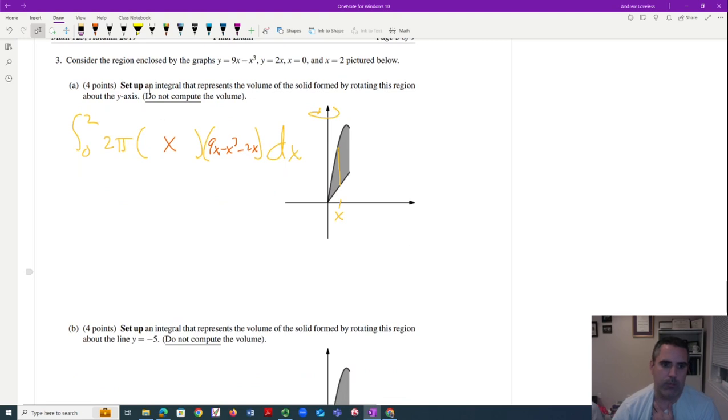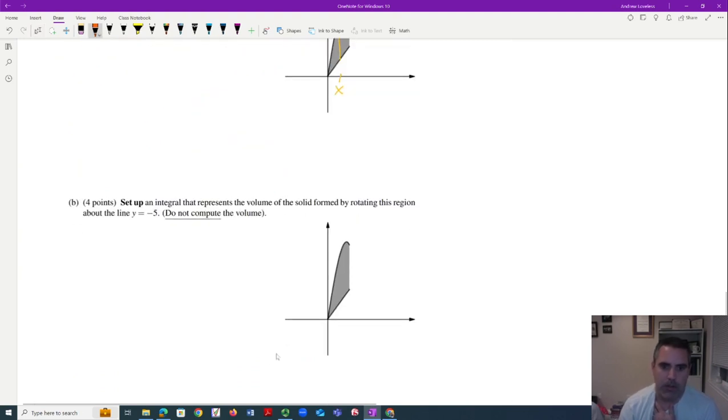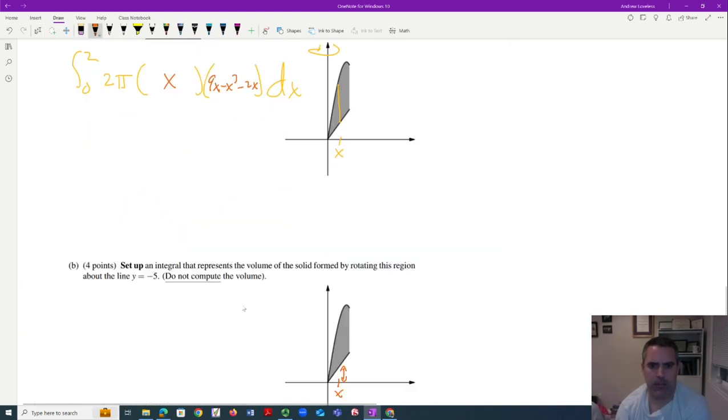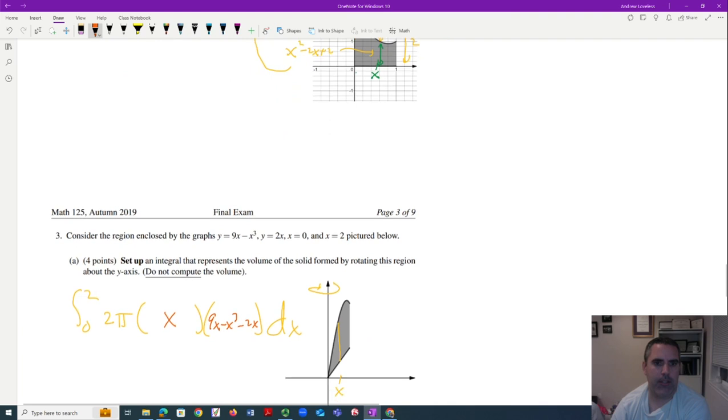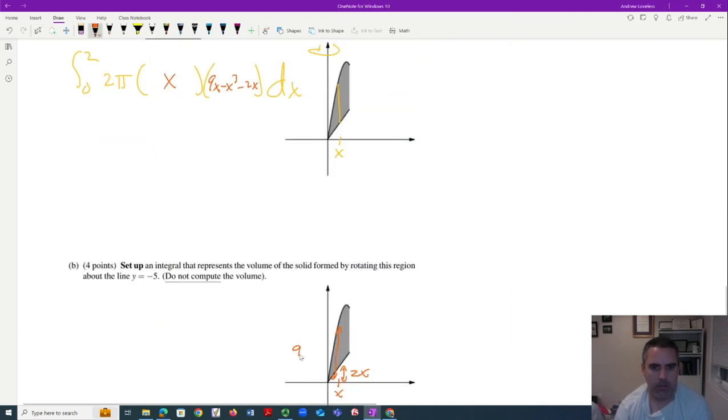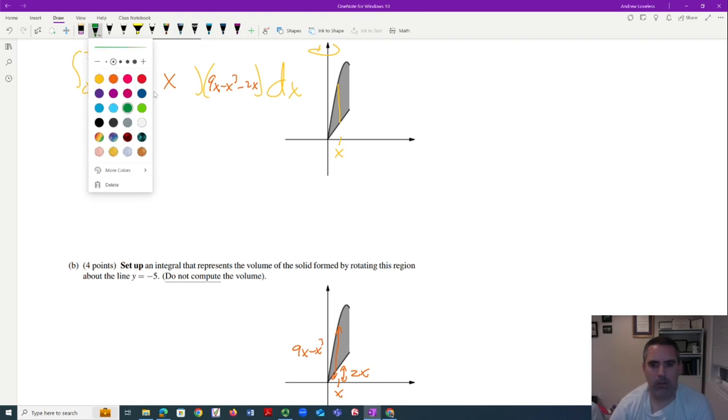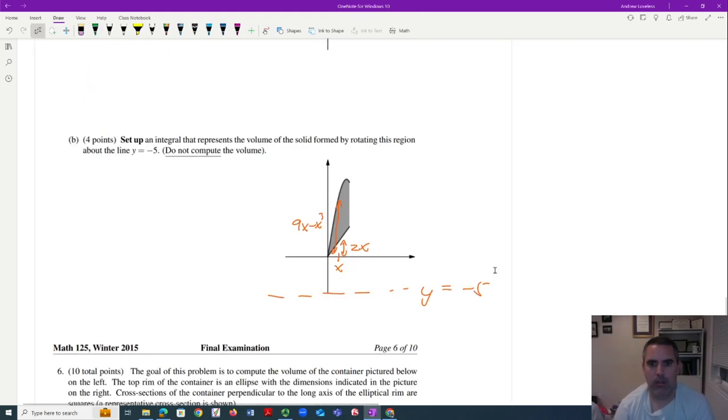Done. Find the volume obtained by rotating around the line y equals negative 5. So there really shouldn't be any more panic about a different axis. We still want to use x. We know this is that line, so that length is 2x. They told us that. This length from here to here is the 9x minus x cubed. And this length right here is 5.